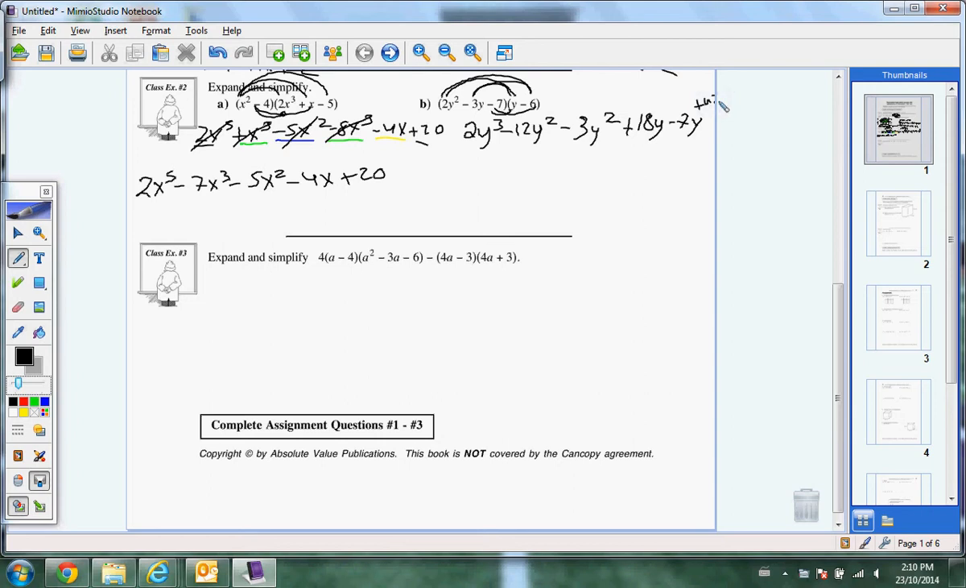Don't have any other y cubes, so I write my y cubed right here. That's done. I have a couple y squareds, negative 12 and a negative 3, so that's a negative 15. That's done. I have a couple y's, 18y minus 7y, that's 11y. And then I have my positive 42.